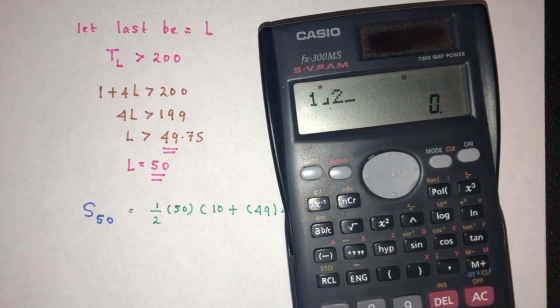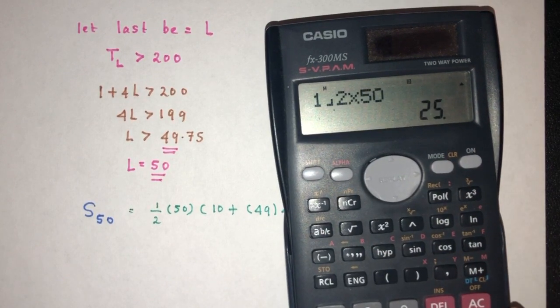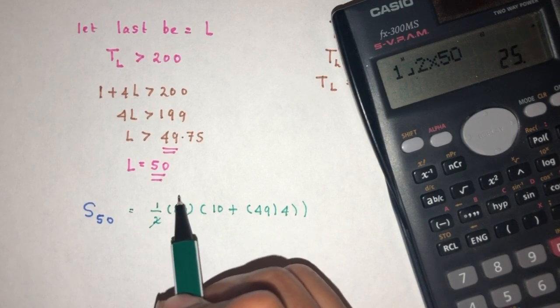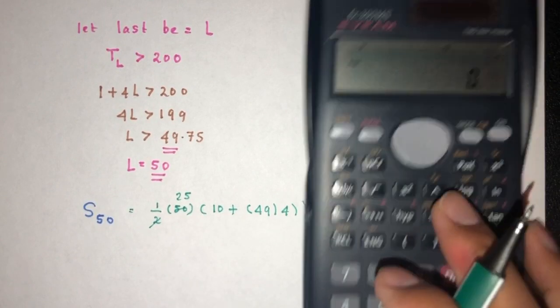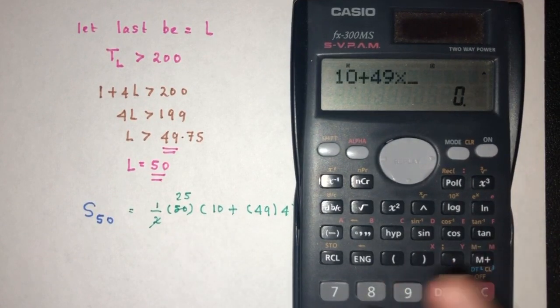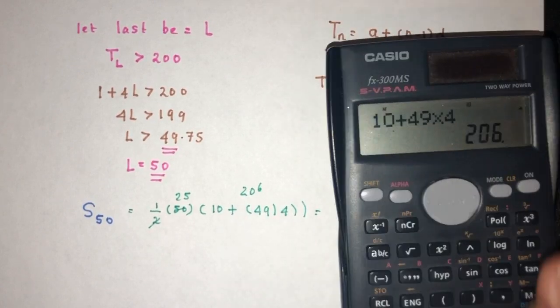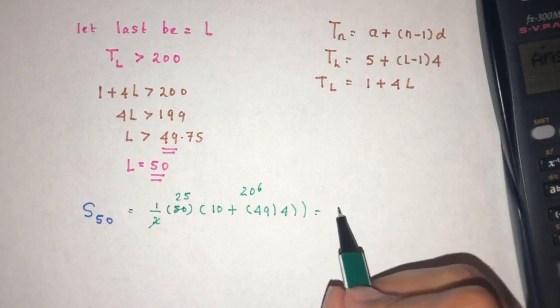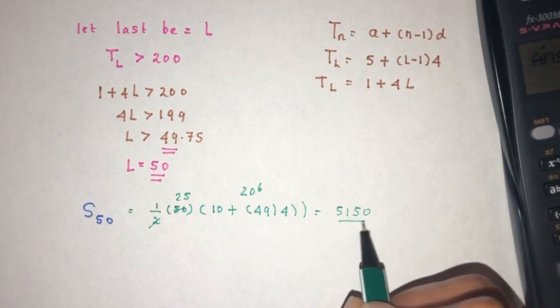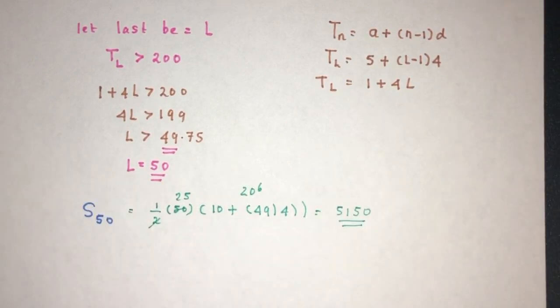So half times 50, this is simply 25 over here, and the value inside should be 10 plus 49 times 4, that should be 206. So times 25 should be 5150. Okay, that should be the sum of the first 50 terms of this progression.